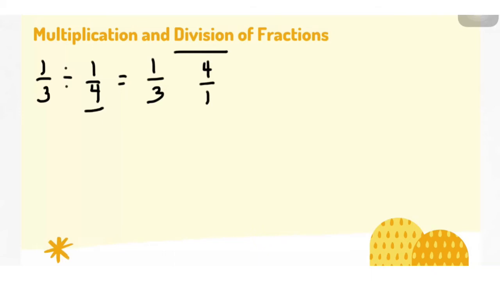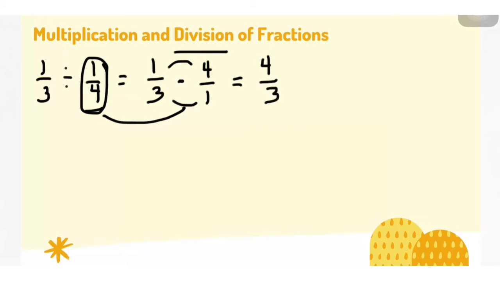Then, mag-change tayo ng operation. So, imbis na division, magiging multiplication. Okay, ulitin ko yung step. Kukunin natin yung reciprocal or kabaliktaran ng number na dinidivide natin. Okay, yung 1/4 naging 4 over 1. Then, imbis na division, magiging multiplication ang operation natin. Then, kapag multiplication na yan, magmumultiply na tayo. So, 1 times 4 will give you 4. 3 times 1 will give you 3. Then, ilo-lowest term natin kapag pwede. So, ito, dahil hindi na siya pwedeng ilo-lowest term, ito na yung final answer natin.